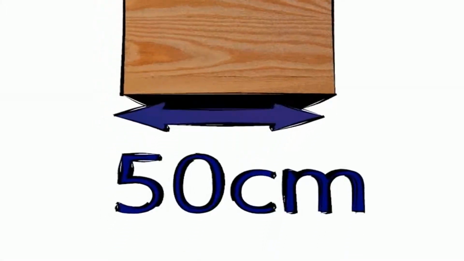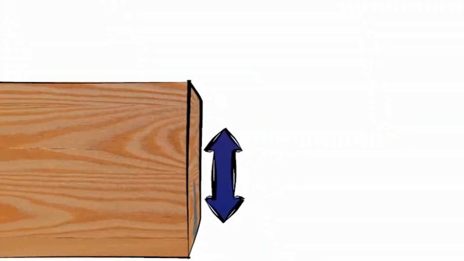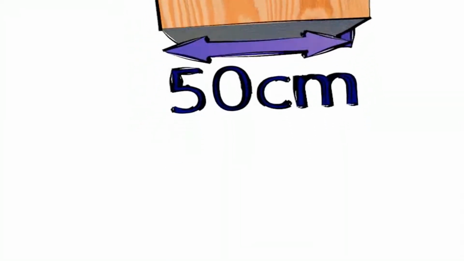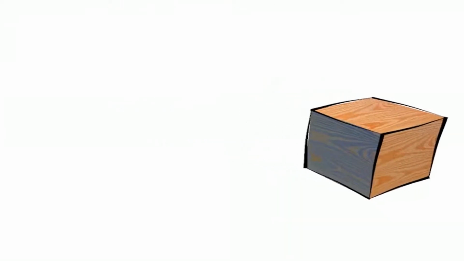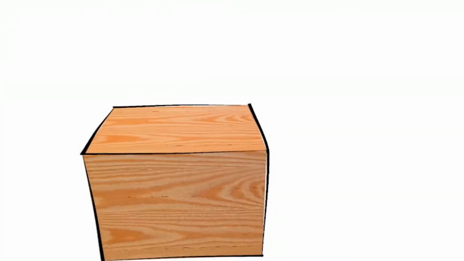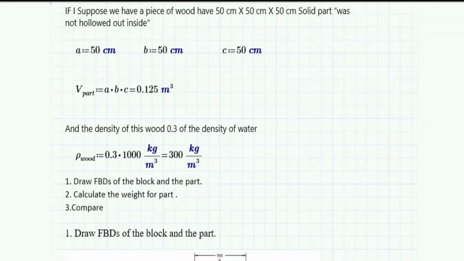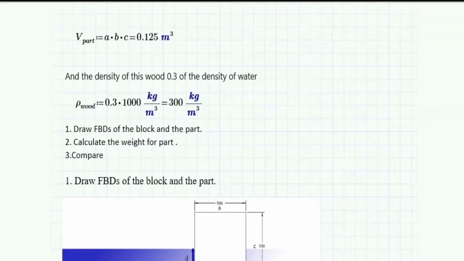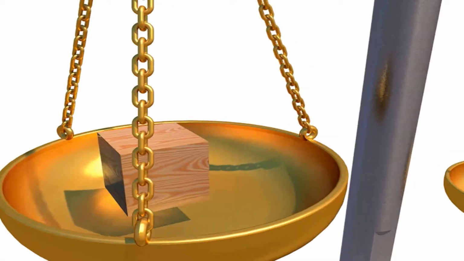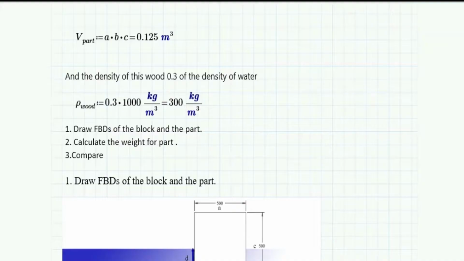Suppose we have a piece of wood that is 50 centimeters by 50 centimeters by 50 centimeters, a solid part not hollowed out inside, so the volume is 0.125 cubic meters. And the density of this wood is 0.3 of the density of water. In your opinion, if you put this part in the water, will it float? We must calculate to know that. Let me start the calculation.